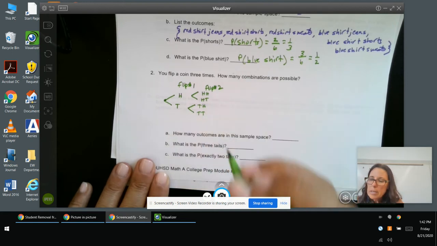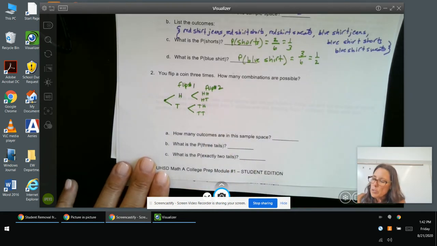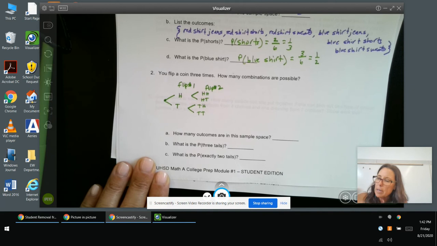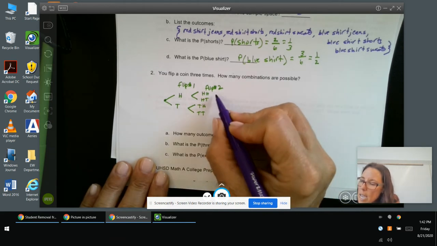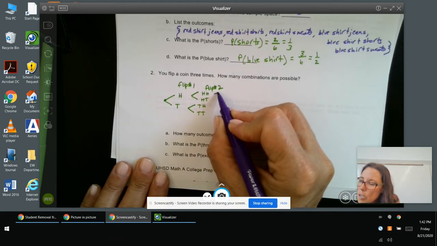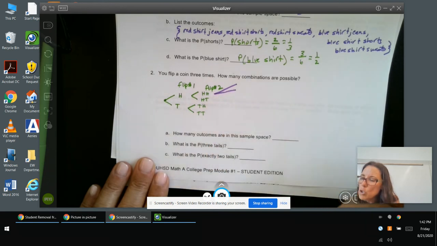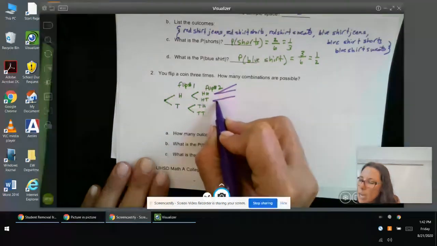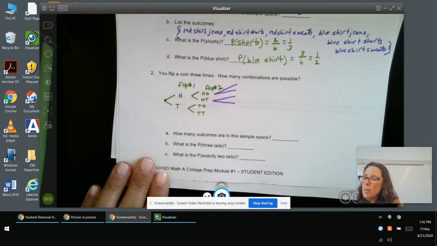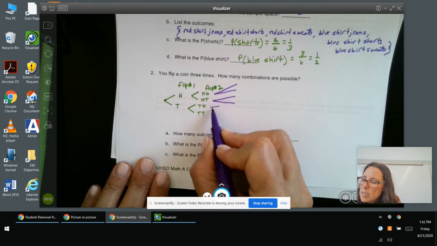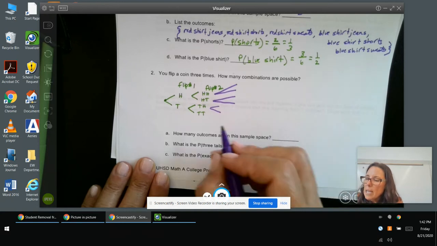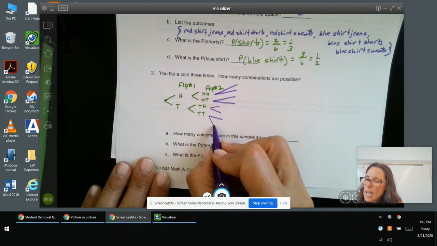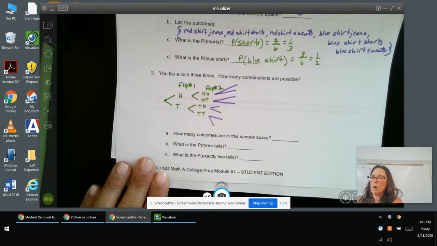Now let me change to purple here so it sticks out a little bit better. So from this HH, I'm going to have 2 options. From this HT, I'm going to have 2 more options. From this TH, I'm going to have 2 options. And from that TT, I'm going to have 2 options.